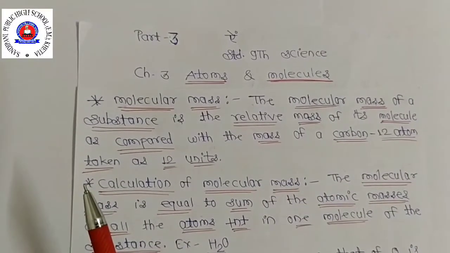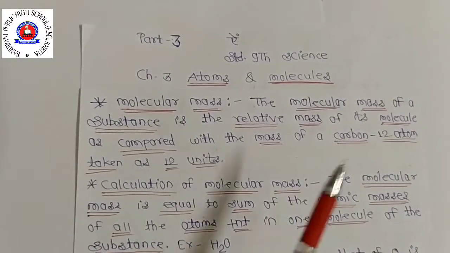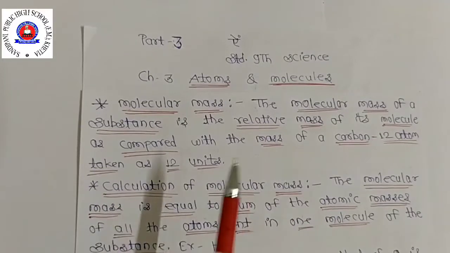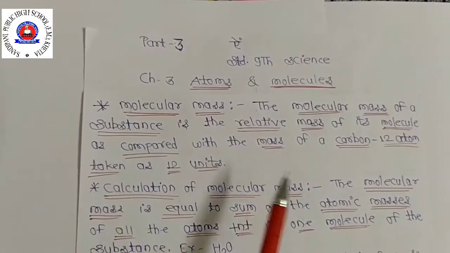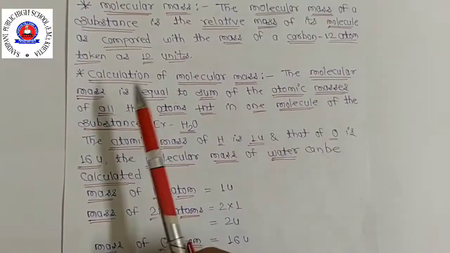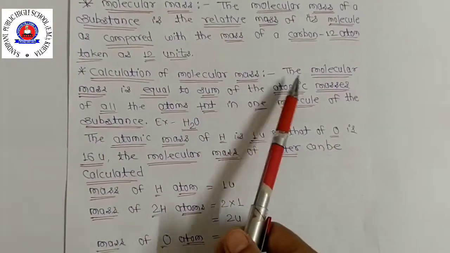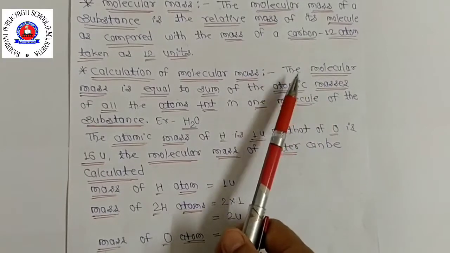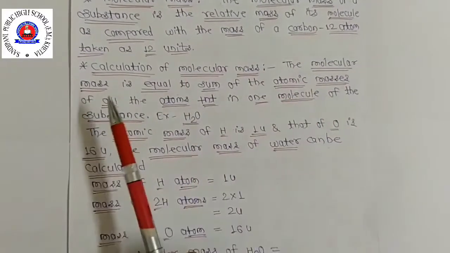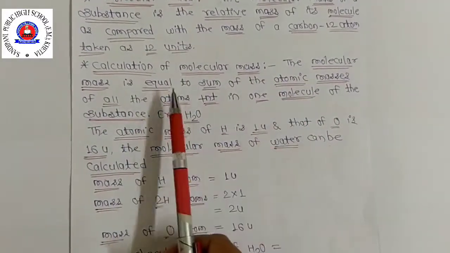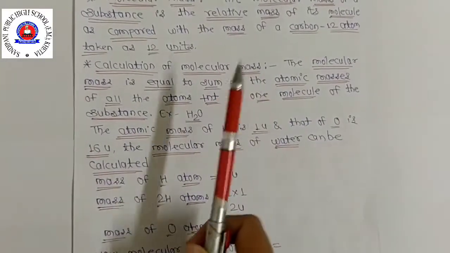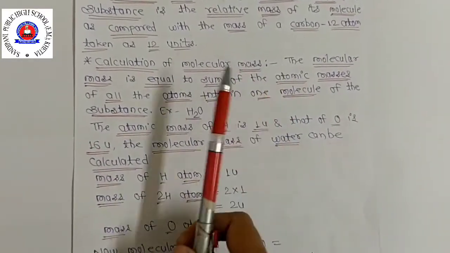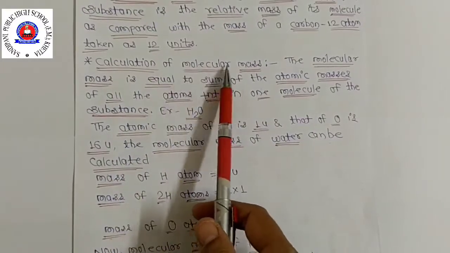If the molecular formula of a substance is known, अगर आपको molecular formula पता है, its molecular mass can be calculated. तो आप easily molecular mass calculate कर सकते हो. Because the molecular mass is equal to the sum of the atomic masses of all the atoms present in one molecule, means एक molecule में कितने atoms present, उनके atomic mass का sum that is equal to the molecular mass.